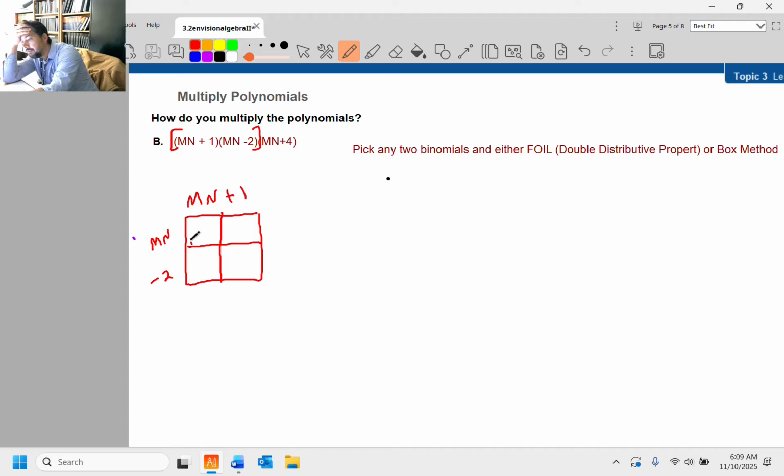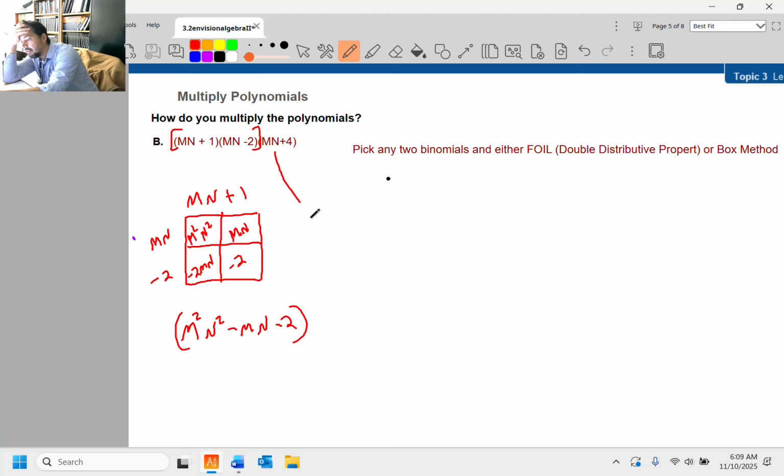mn times mn would be m squared n squared. mn times 1 is mn. mn times negative 2 is minus 2mn. And negative 2 times 1 is minus 2. And you can clearly see that this becomes m squared n squared minus mn minus 2.